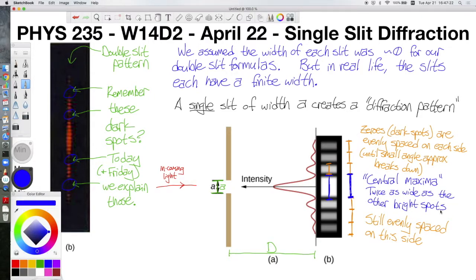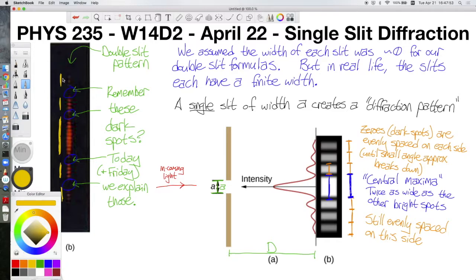So we can see this same pattern over here on the far left. So ignore the tiny little dots. Those are from the double slit part. But in terms of just the single slit interference pattern here, we have one big central maximum, and then we have evenly spaced bright spots after that. So that's how the diagram here on the left connects to the diagram over on the right.